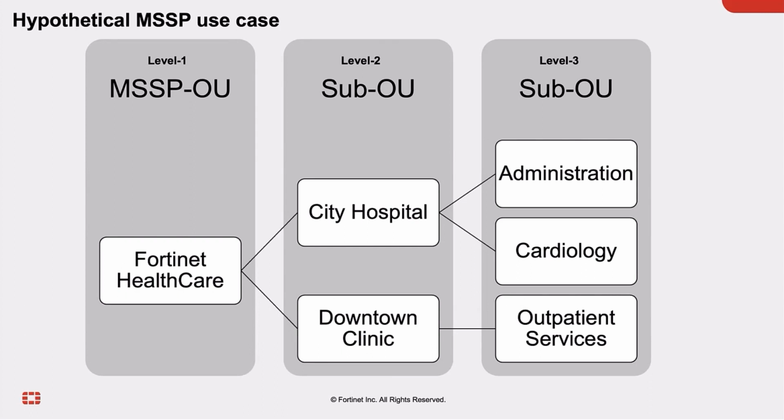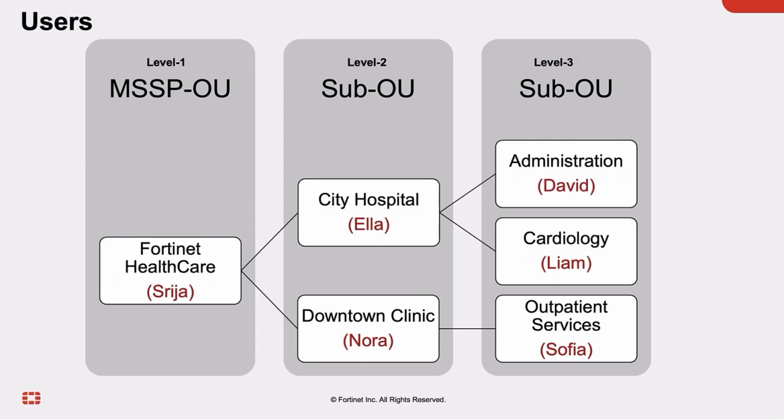We have Fortinet Healthcare as the level 1 MSSP organizational unit. Fortinet Healthcare manages two different hospitals. One is at level 2, which is City Hospital, and the other is Downtown Clinic. Within City Hospital, being a big hospital, they have an administration department and a cardiology department, whereas Downtown Clinic, being small in size, only has outpatient services. Now, each of these OUs and sub-OUs have different users with different permissions or different roles. And we need to make sure we have the users with the correct permission profiles.